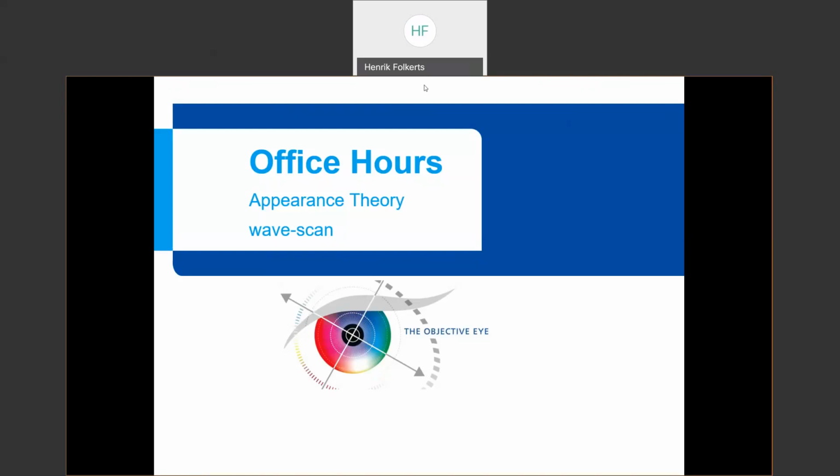Today we are talking about appearance theory, specifically the appearance of high gloss surfaces such as automotive paint using our WaveScan instrument. You may use common terms like orange peel or DOI for discussing the appearance of high gloss materials, and we're going to show you how those parameters can be measured and quantified using this instrument.